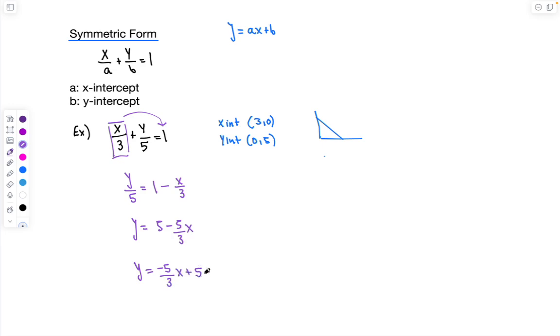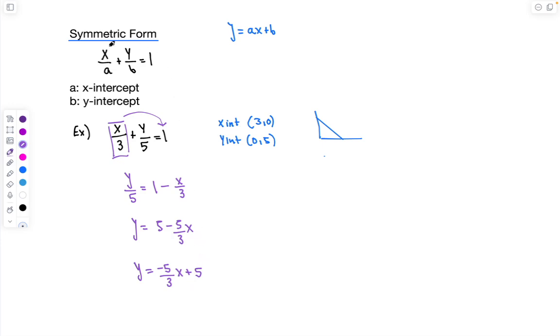So now we see that the y-intercept is still 5. So that's our new b. And then this is our slope. So it's negative 5 over 3, which you can see here is a negative line. So if you had to find something that was perpendicular, the slope would be 3 over 5. Something that was parallel, the slope remains negative 5 over 3.